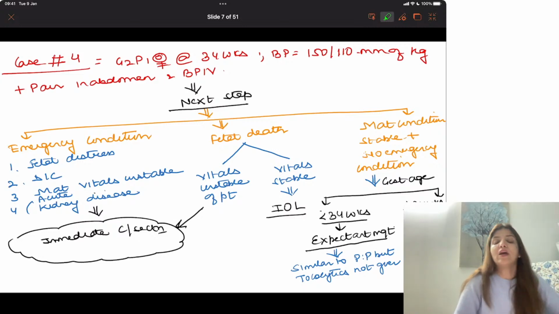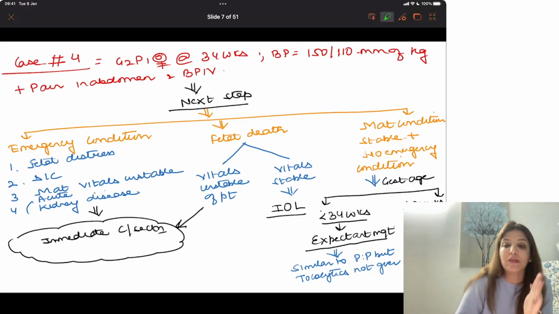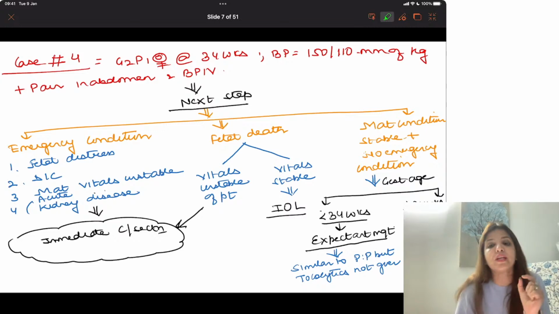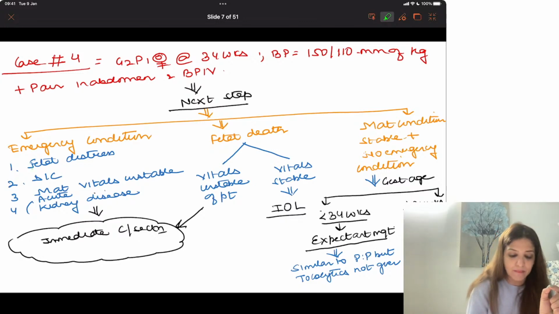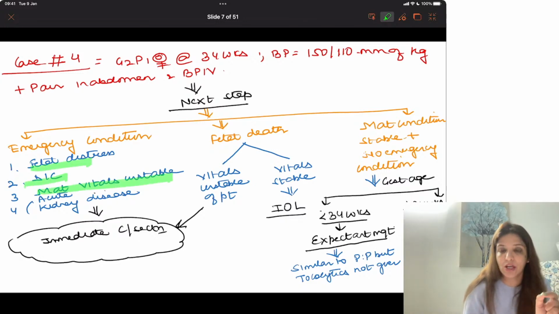depend upon what conditions are given to me other than this in the question. If any emergency condition is mentioned in the question, for example, if your question says there is fetal distress, there is DIC, maternal vitals are unstable, or mother has acute kidney injury or acute kidney disease, in this case, I'm not going to wait. I'm going to go for immediate cesarean section in case of abruptio.